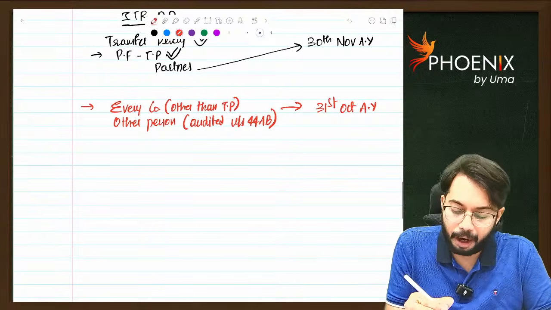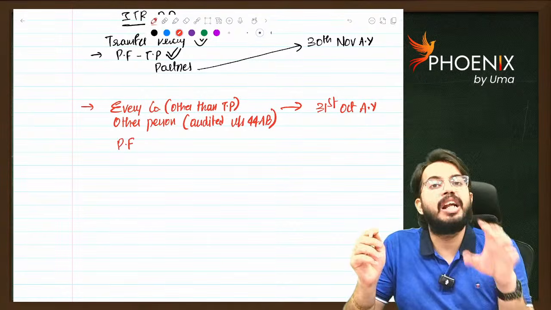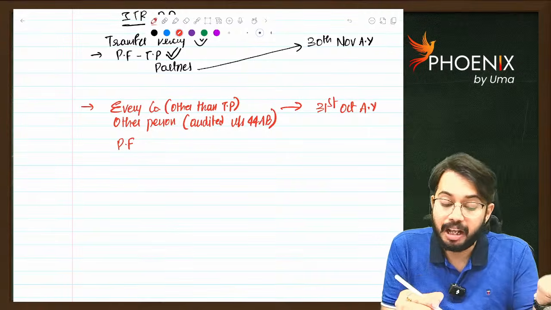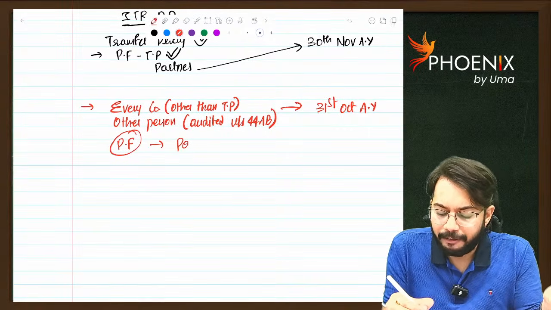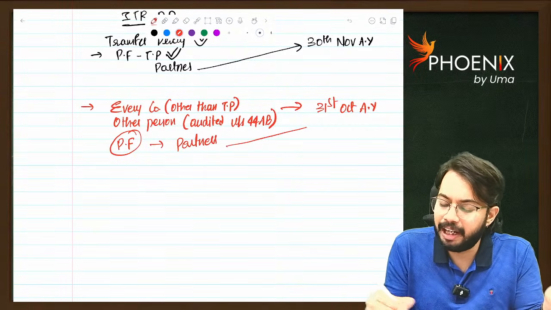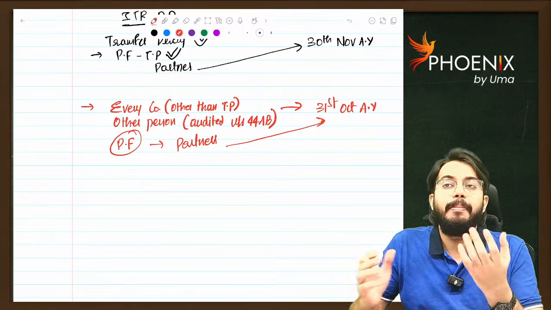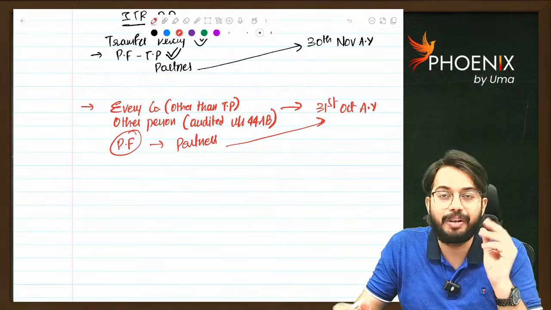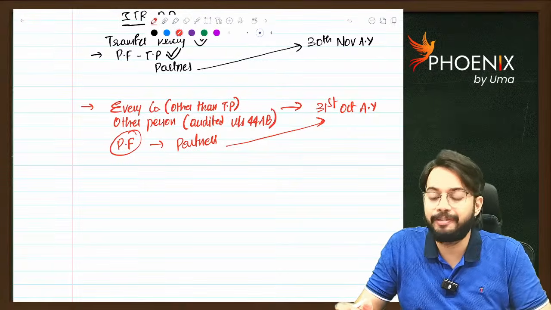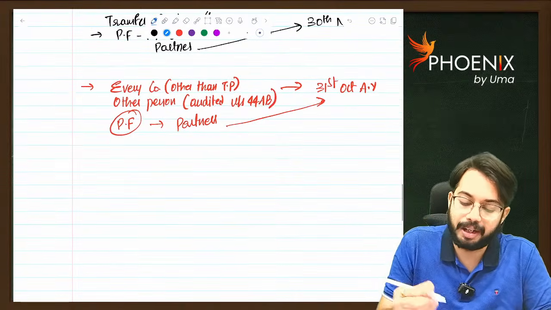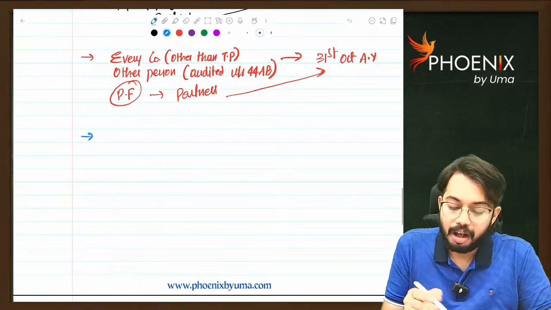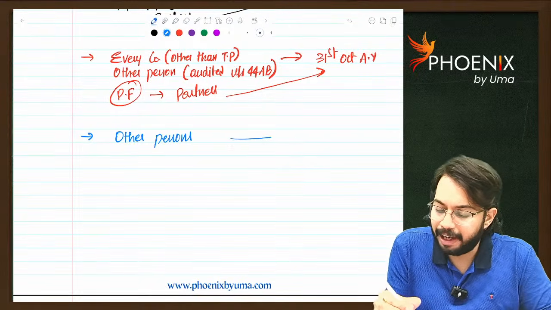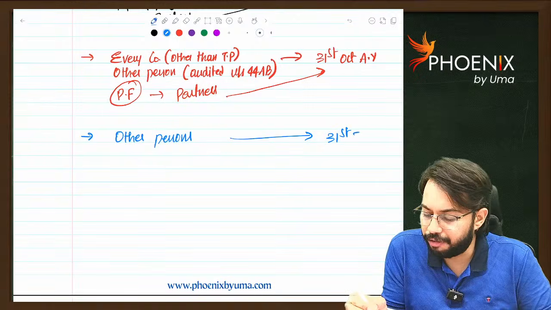Here there is one point. For a partnership firm, if the due date for ITR is 31st October, then not only for the partnership firm, for the partners also the due date for filing ITR is 31st October. Because without concluding the partnership firm accounts, how can you conclude individual partner accounts? So for individual partners also the due date is 31st October. For other persons, the due date for filing ITR is 31st July of the assessment year.